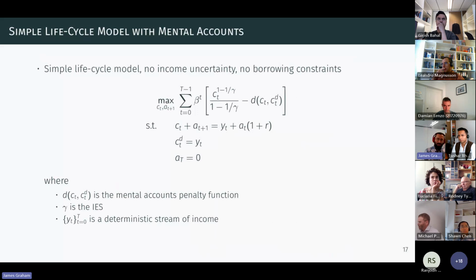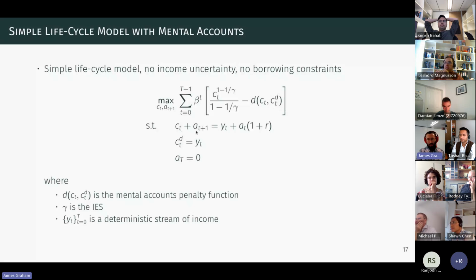So let's put those preferences into a standard model. Absent the mental accounts, this would look like a permanent income hypothesis model. I could show you all of the permanent income hypothesis results in this setup if you were interested. But what I'm going to do is take a standard CRRA utility. So gamma is the intertemporal elasticity of substitution. We also have this mental accounts penalty, the term D. And then we have a standard budget constraint.